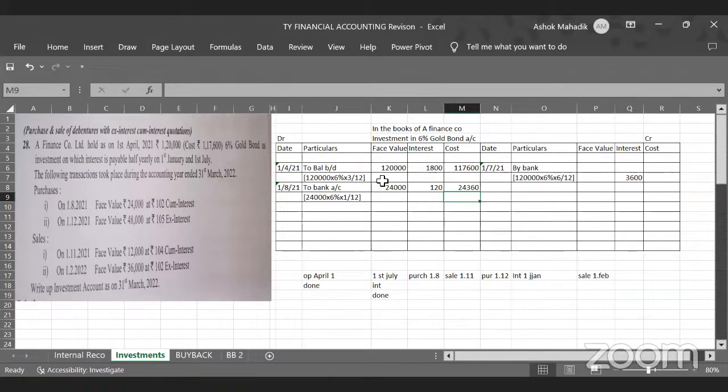Okay, so purchase done. Next is the sale on 1st November 2021, so it will be on the credit side. Whenever we sell an investment, what is the entry? Money is coming in, bank account debit to investment. So bank is debit, right? And investment is credit. So in the investment account, we'll put on the credit side by bank.